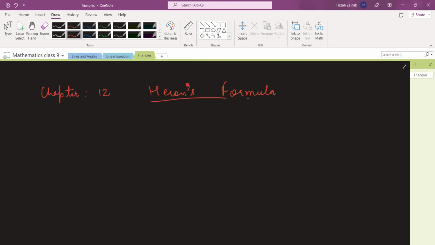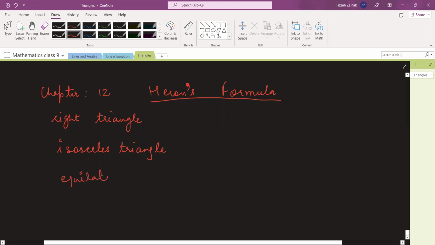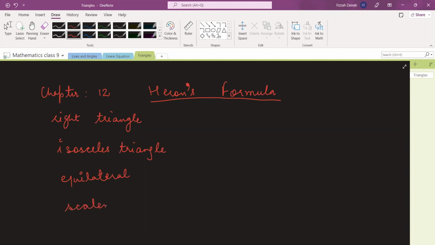Right. Now, see, you have different types of triangle. So you have a right triangle, right? Then you have isosceles triangle. Then you have equilateral triangle, correct? And you have scalene triangle. What is a scalene triangle? All sides are not equal. Equal means equilateral. Not equal.